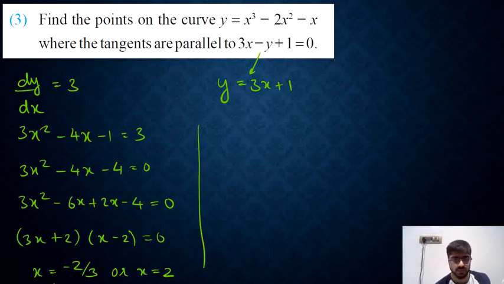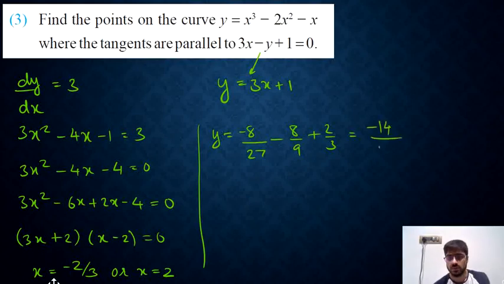So the value of x is either equal to minus 2 by 3 or the value of x will be equal to 2. When x will be minus 2 by 3, just put that here. So you have the value of y will be minus 2 by 3 cube, that is minus 8 by 27, minus 2 by 3 square, so that will be 4 by 9 into 2 will make it minus 8 by 9, and plus 2 by 3 is what you will have. So when you add it up, you have minus 8 minus 24, that's minus 32, minus 32 plus 18, so that's minus 14 divided by 27. And when you put x as 2 here, so that will be 8 minus 8 minus 2, so y will be minus 2.